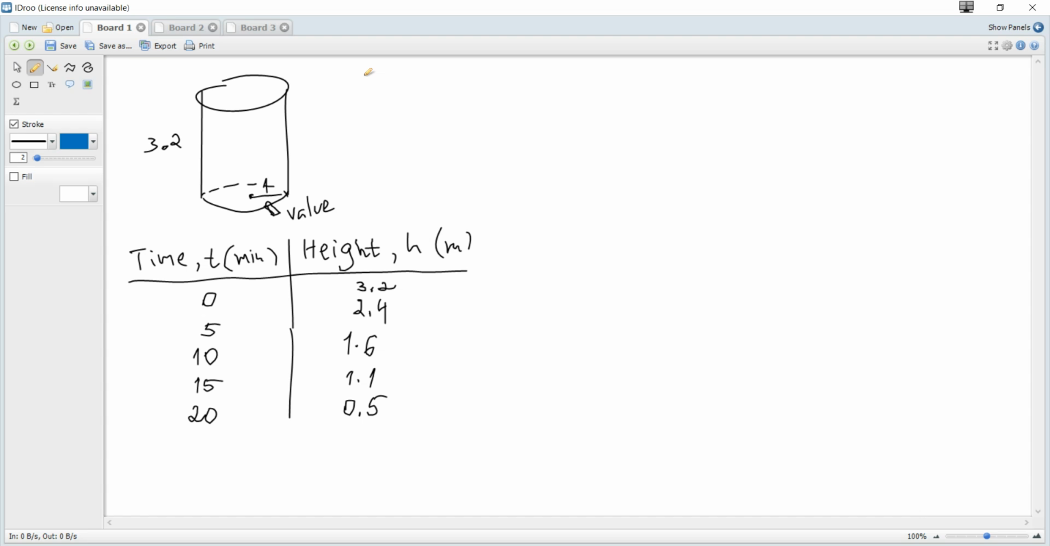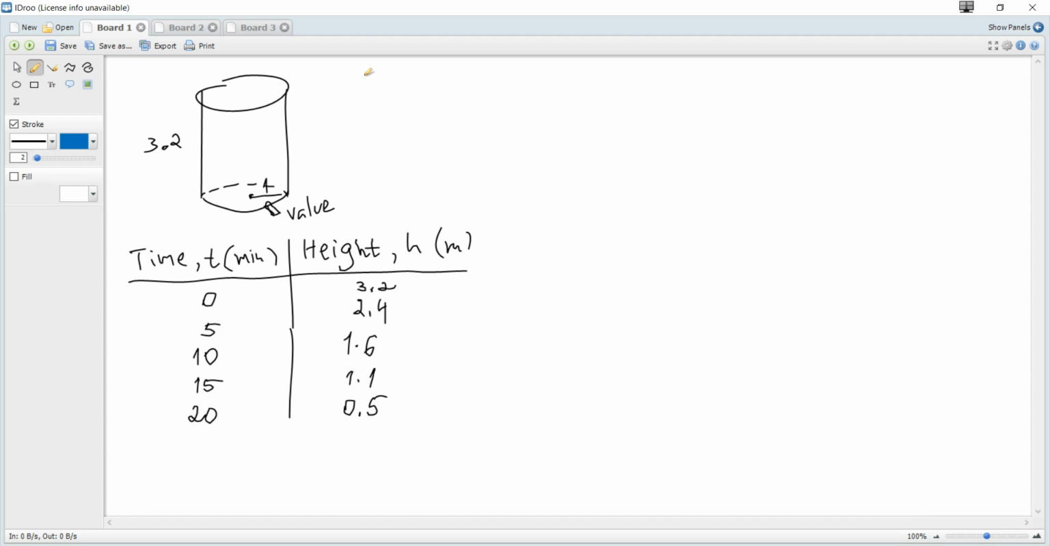This question explores models for the height of water in a cylindrical container as water drains out. The diagram shows a cylindrical water container of height 3.2 meters and base radius 1 meter. At the base of the container is a small circular valve which enables water to drain out. Eve closes the valve and fills the container with water at time t is 0. Eve opens the valve, she records the height, h meters, of water remaining in the container every 5 minutes.